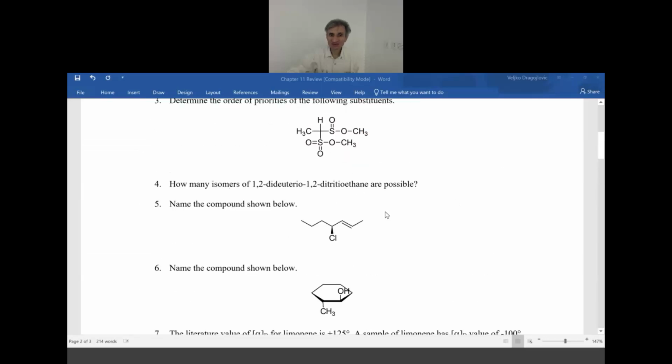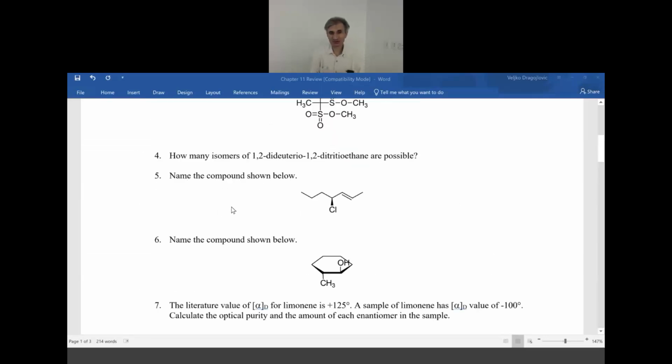That was 4. Question number 5. Name the compound shown below. This one is really easy question. Really easy. The only issue here is that students get confused. Well, first, students forget to name something, or get confused because we have both a double bond and the chirality center. So what do I do when I have both?